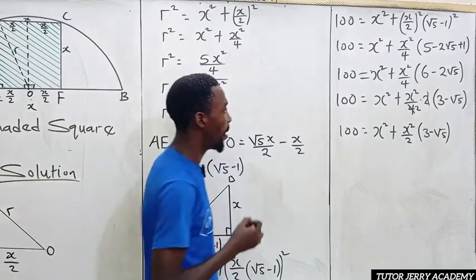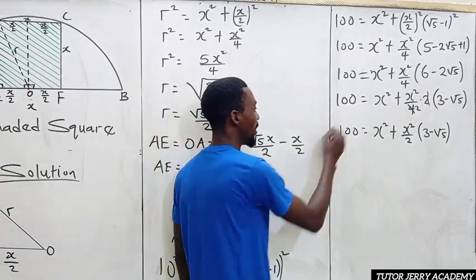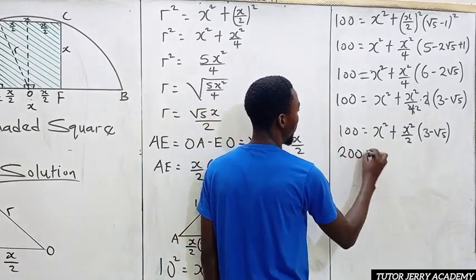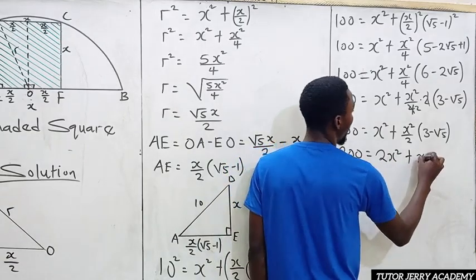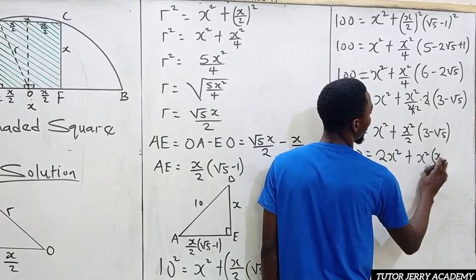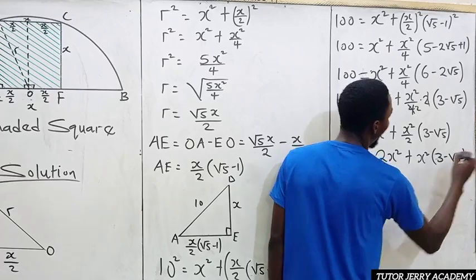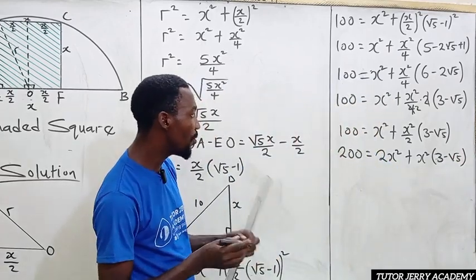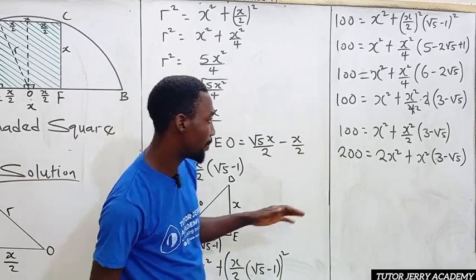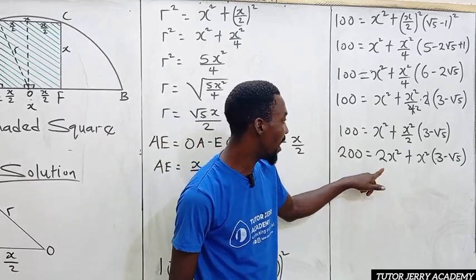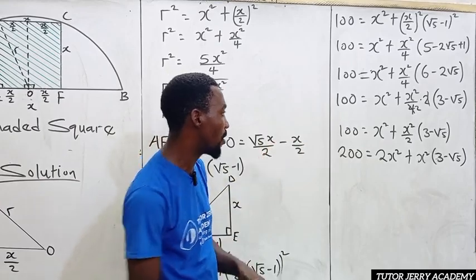All right. So now, the next thing now is we can multiply through by 2. If we multiply through by 2, I'm going to have 200 to be equals to 2s squared to be plus s squared into what? Into 3 minus root 5. All right. Now, if we look at this critically, you are going to observe that s squared is common, right? So if we factor out s squared, what are we going to have?